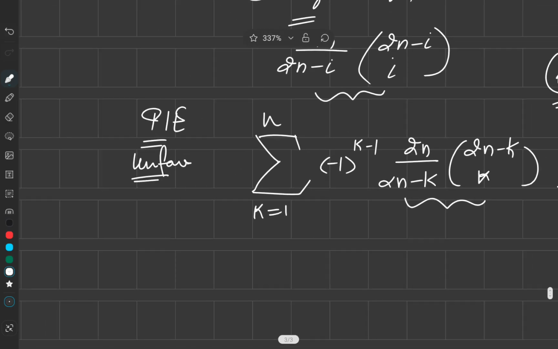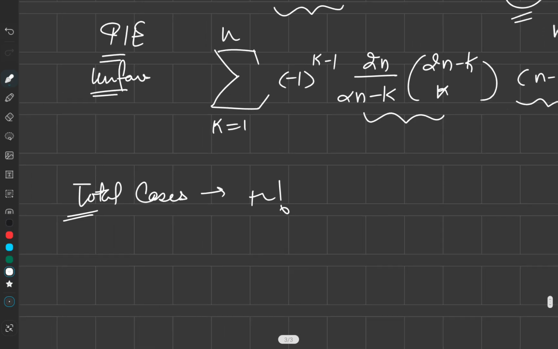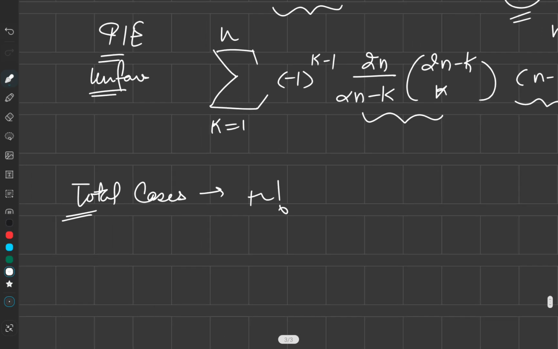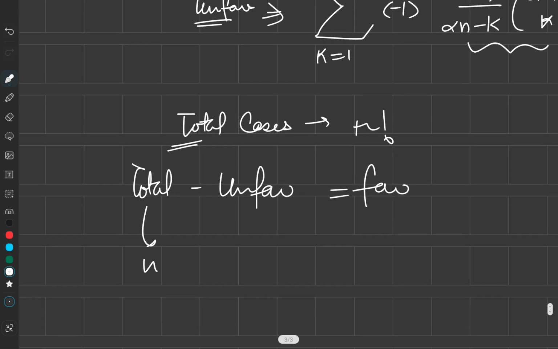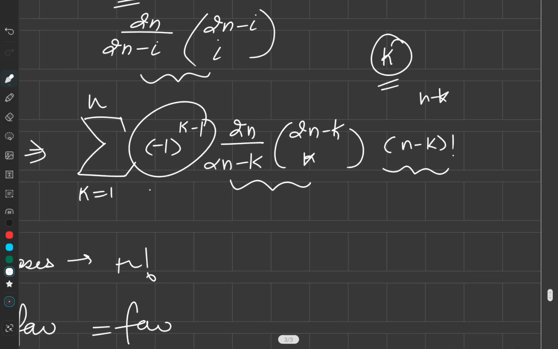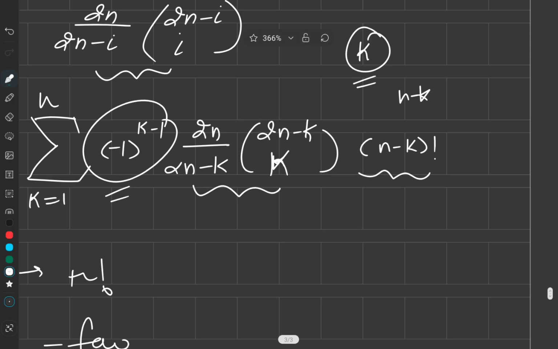Now what about total cases? We already know what the total cases are. Total cases were just n factorial, right? Now these are the unfavorable, which we calculated by the principle of inclusion exclusion, right? Now using the bijection principle, unfavorable, total, here favorable, right? So what will be favorable cases? N factorial minus. I think you got the logic of why I'm using this, right? Because we used to do that.